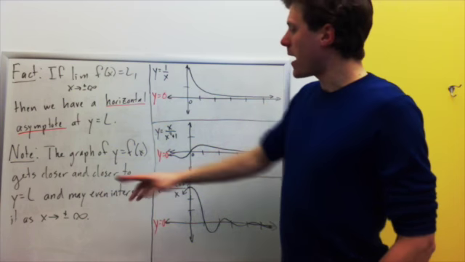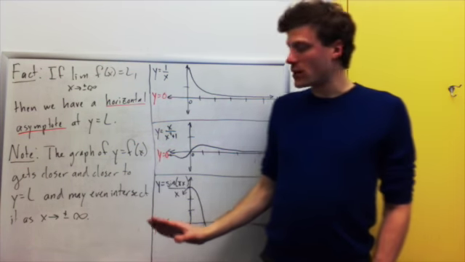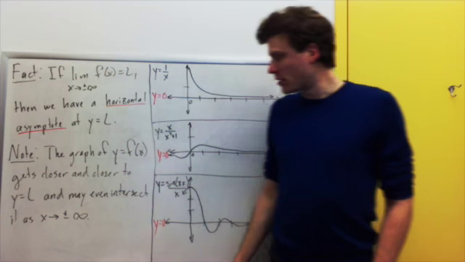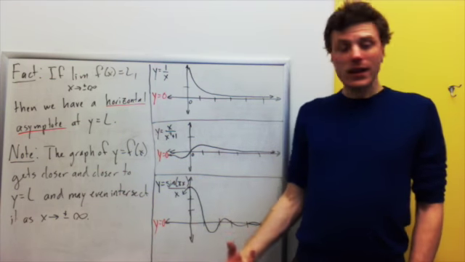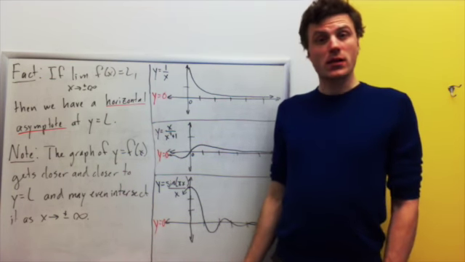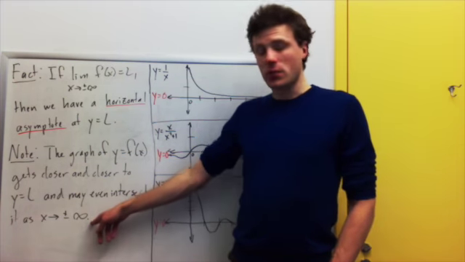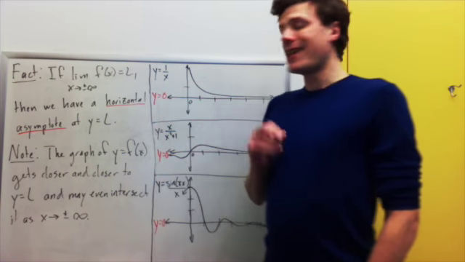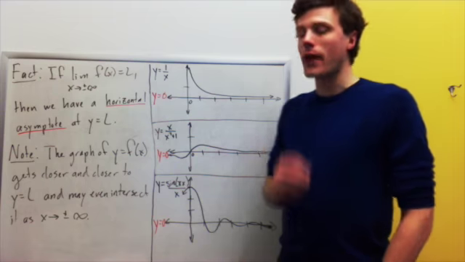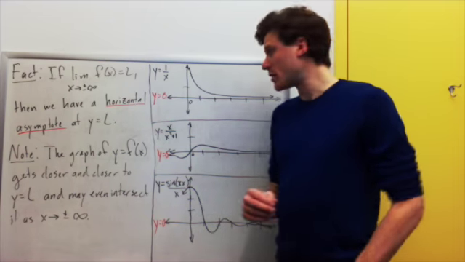Now let's note that the graph of y is equal to f of x gets closer and closer to the line y equal to L, and it may even intersect it once or infinitely many times as x goes to plus or minus infinity. This is in contrast to a vertical asymptote where the graph never hits the vertical asymptote.